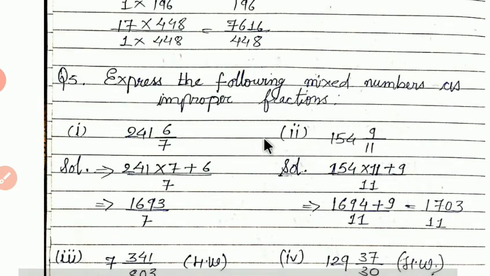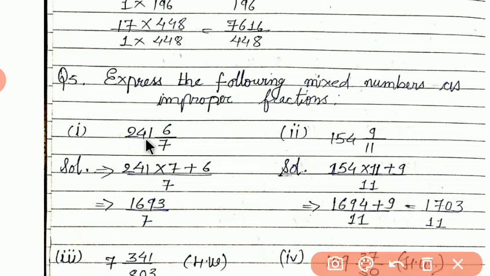Then question number 5. Express the following mixed fraction as an improper fraction. As we have seen in an earlier example also how to change, we have to multiply these two numbers. First you multiply 7 into 241. So 241 into 7. After multiplying you have to add the numerator, so plus 6. First we have to multiply this one, after that you have to add 6. If we solve this, we'll get the answer 1693 upon 7. Don't forget to write the denominator. The same 7 will be as it is given in the question.